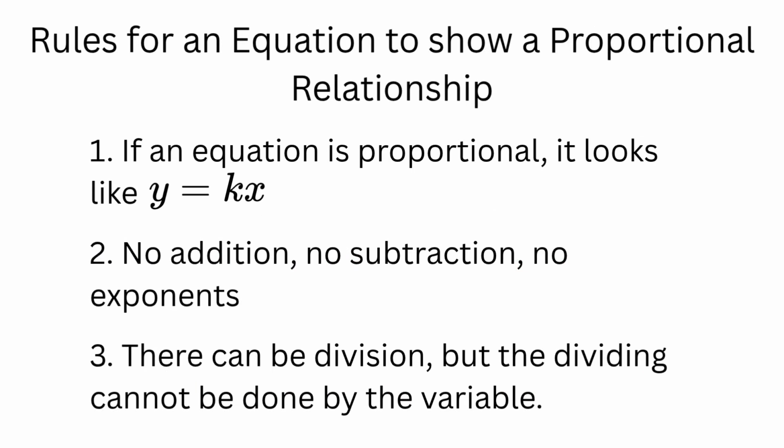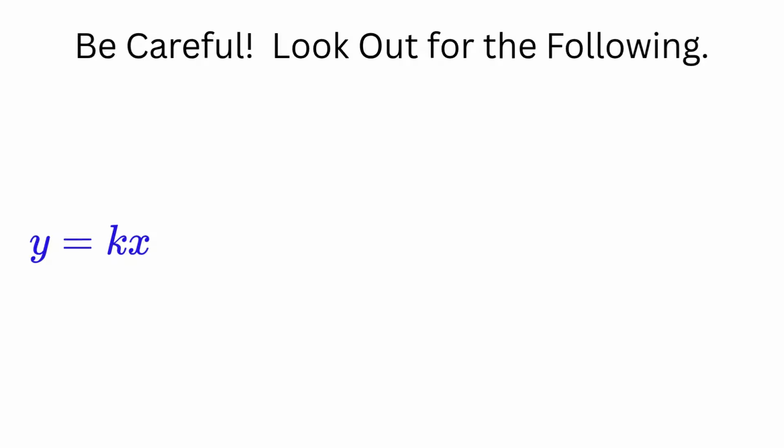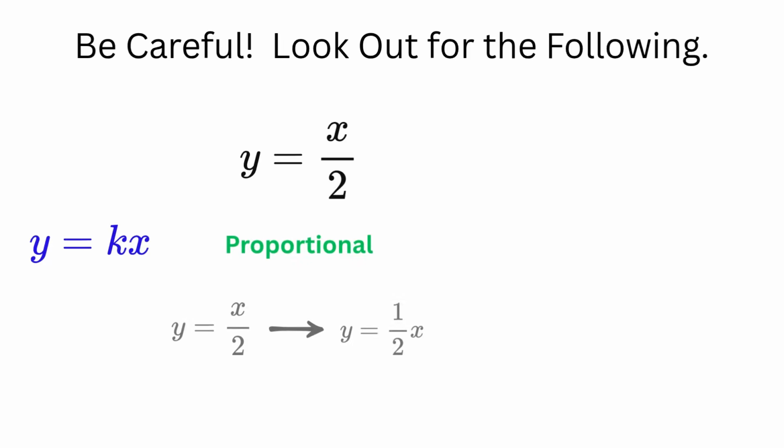Here are some quick rules to remember. If an equation is proportional, it must look like y equals kx. Never have adding, subtracting, or exponents in a proportional equation. And you can divide, but not by the variable. For example, y equals x divided by 2 is proportional because it's the same as y equals 1/2 x.